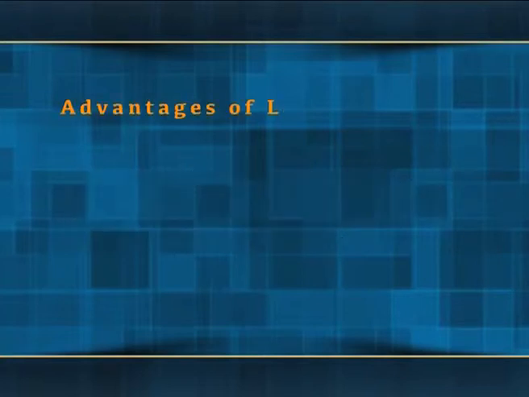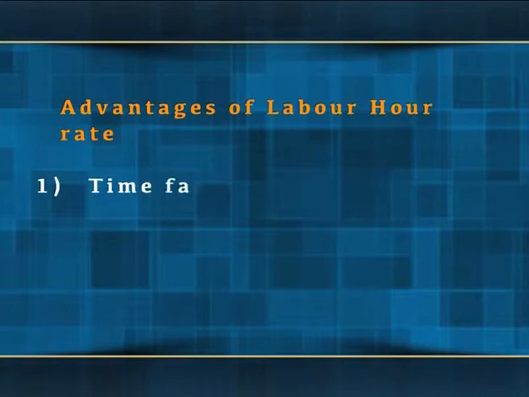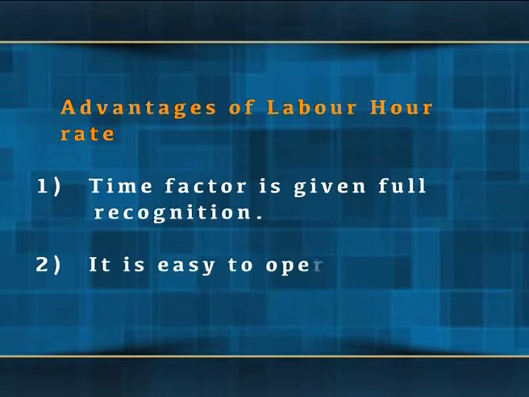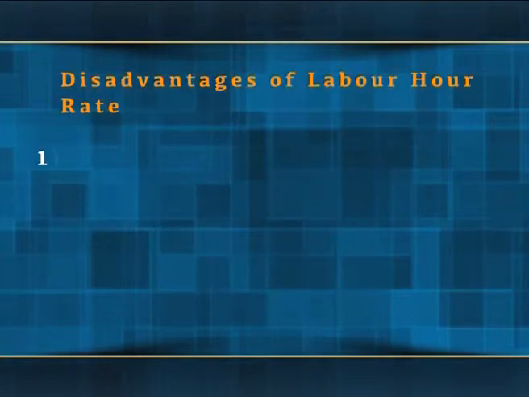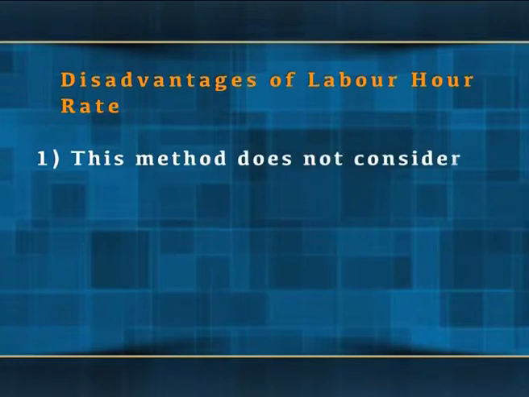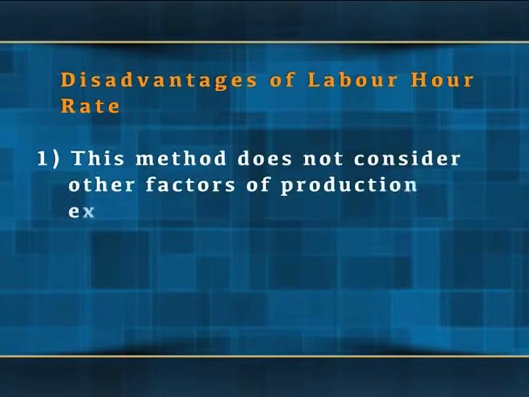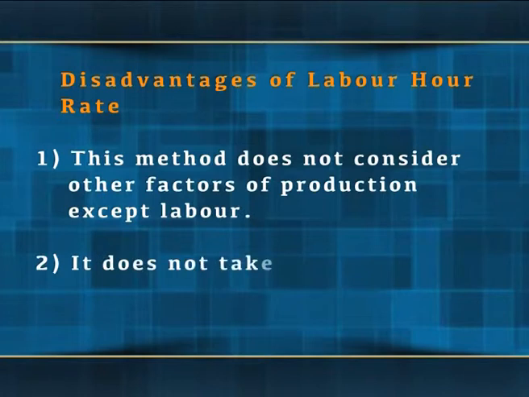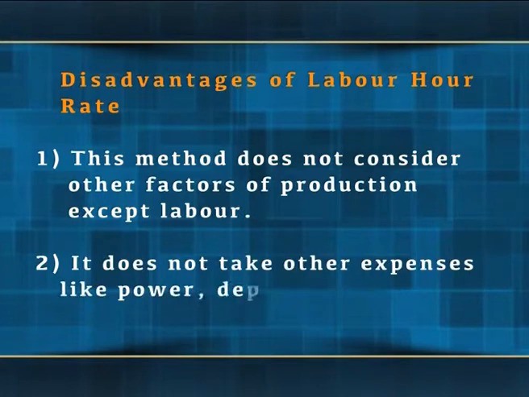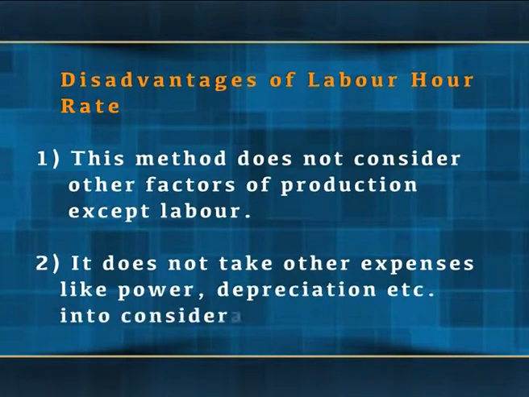The advantages of labor hour rate are: 1. Time factor is given full recognition. Number 2, it is easy to operate. And the disadvantages of the labor hour rate are: 1. This method does not consider other factors of production except labor. 2. It does not take other expenses like power, depreciation, etc. into consideration.